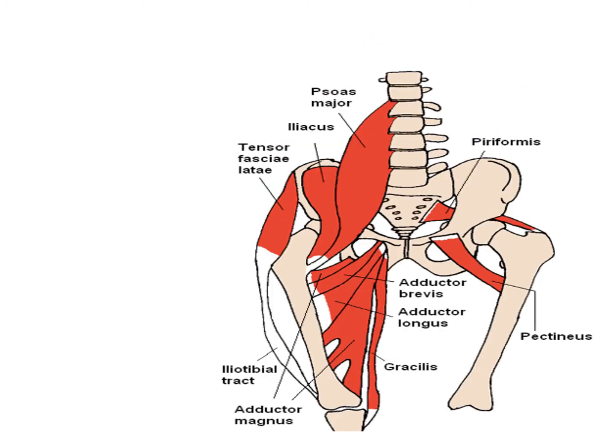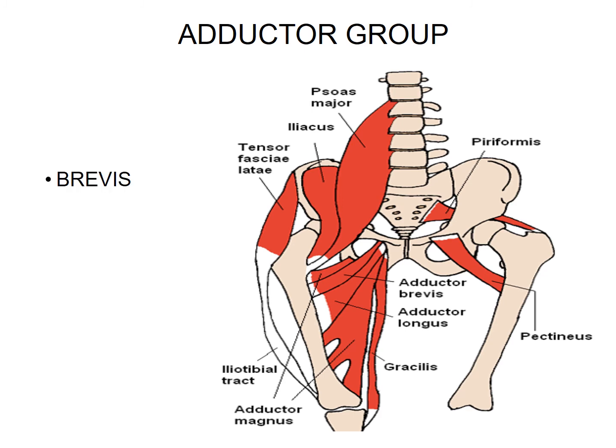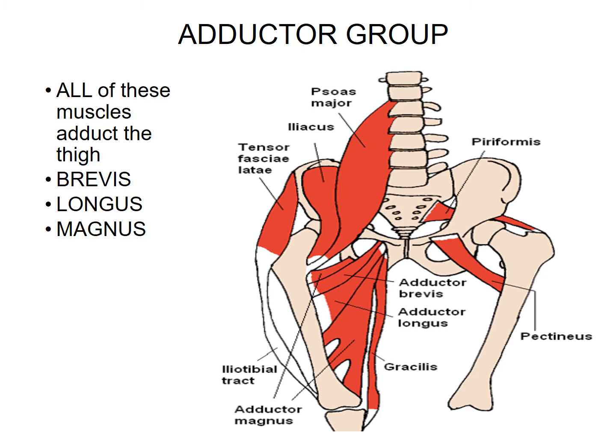Next muscles are going to be the adductor muscles. We can call these the adductor group because they all start with the word adductor and then something. So we have the adductor brevis, the adductor magnus, and the adductor longus. And I'll try to highlight these for you.